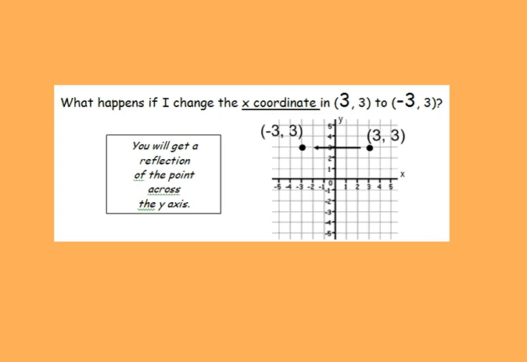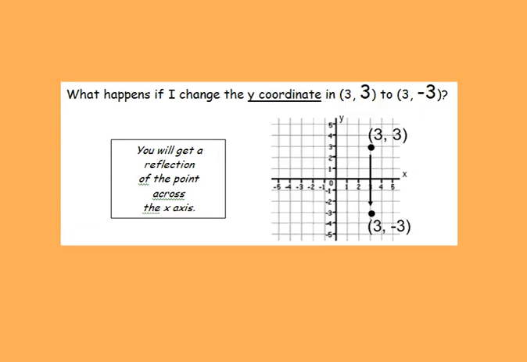What would happen if I took the ordered pair 3, 3, and I changed the x-coordinate? Now remember, the first coordinate is your x-coordinate. So what would happen if I changed it from 3 to negative 3? Well, look what happens. It ends up jumping or reflecting across the y-axis. So when I changed the x, it reflected over y.